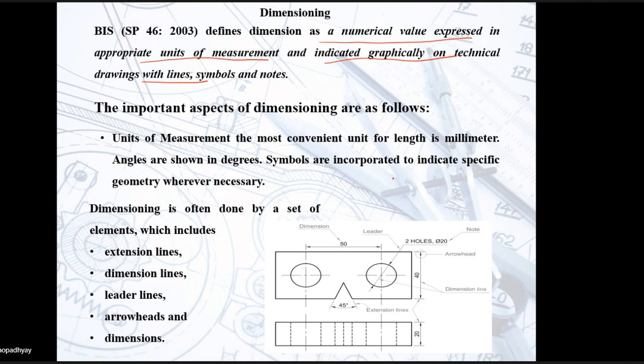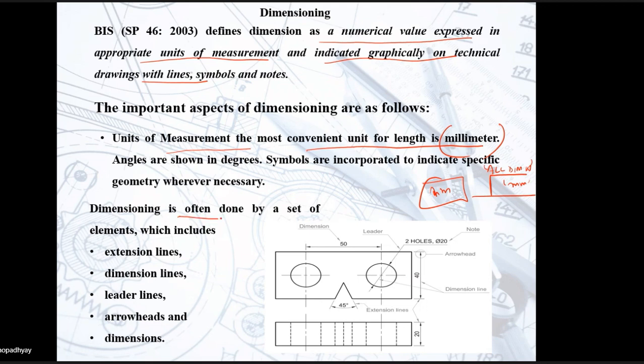So the important aspect of dimensioning are units of measurement. The most convenient unit for length is millimeter. So all dimensions that will be given to you, see here, it is just given 50, 40 like this, right? It is not given 50 centimeter or 50 millimeter. So when nothing is given to you, it is obvious that it will be in millimeter. And whatever drawings that you do on the A4 sheet, all units should be in millimeter, and at the top of the title box you should be writing all dimension in millimeter. Okay, all dimensions are in millimeter, right?